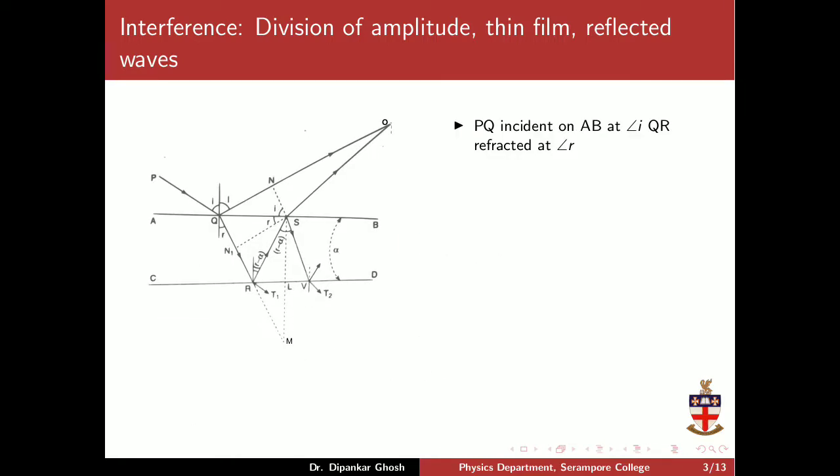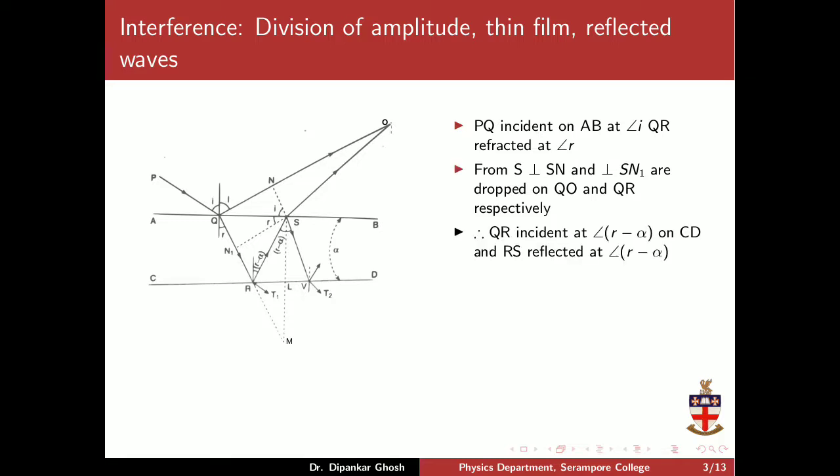Now PQ, as I told you, is incident on AB with an angle i. QR is refracted at R. SN and SN1 are the perpendiculars. There is nothing much new, I am just recapitulating the constructions. Here, this is important.